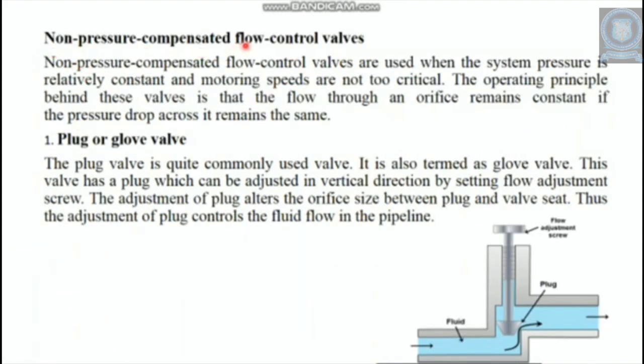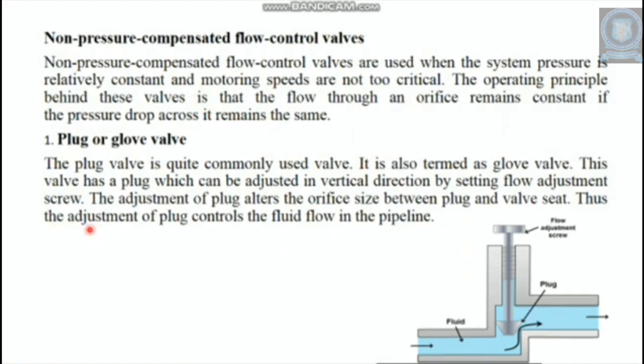Non-pressure compensated fluid control valves. These valves are used when system pressure is relatively constant and motoring speeds are not too critical. The operating principle behind these valves is that the flow through an orifice remains constant if the pressure drop across it remains the same. So this type of flow control valve is divided into four types.